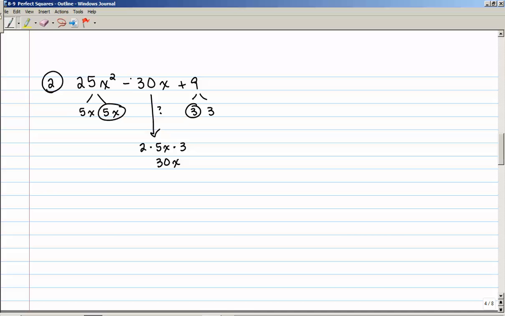The other thing I need to be aware of is that I have a minus in front of my middle term here. So my final answer is going to take all the stuff that I circled, put it in parentheses, 5x minus 3, and square it.